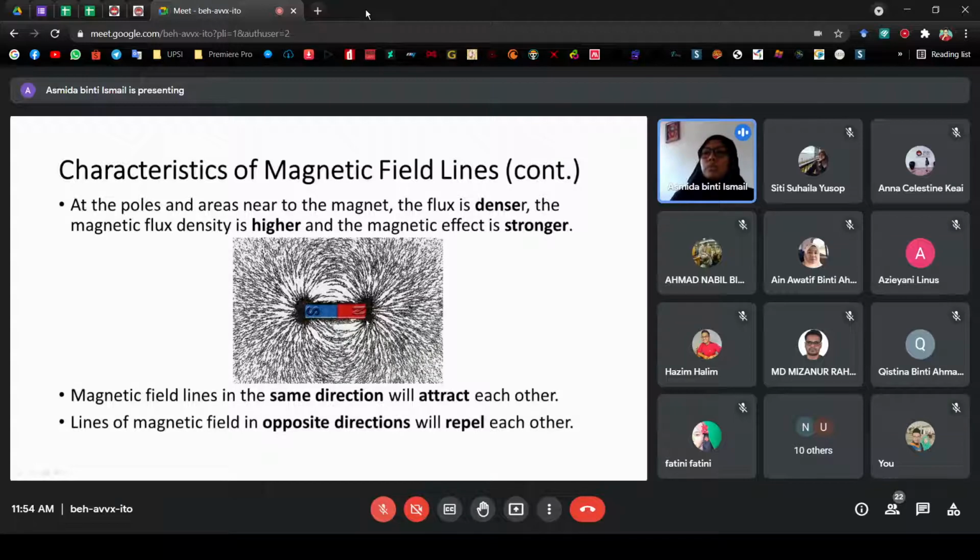So dekat hujung ni or the pole of your magnet, the effect of the magnetic flux density is higher. Maksudnya dekat sini kekuatan magnet tu lagi tinggi lah, dekat hujung dia. Okay, the magnetic field line in the same direction will attract each other, and magnetic field in opposite direction will repel each other. Yang ni saya rasa semua tahu kot. Magnet yang jenis yang sama akan tarik. Same direction will attract each other, opposite direction will repel each other.